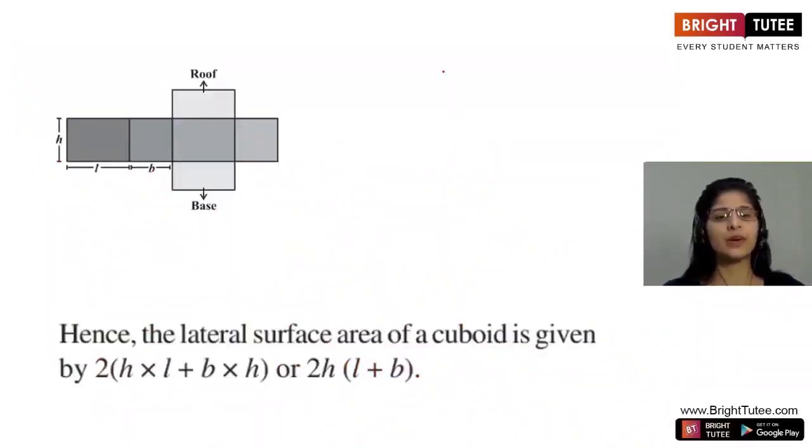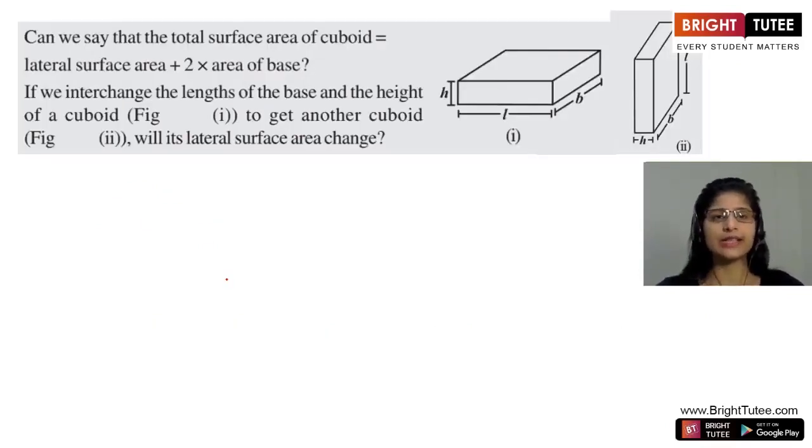Now here there is a formula shown for the lateral surface area of the cuboid, that I told you, that it is 2 into height into L plus B, that is the sum of length and breadth. So the top and bottom, this we are not going to count. Okay. Now the next one, here is one other question. They're asking you, can we say that the total surface area of the cuboid is lateral surface area plus 2 into area of base? Yes, we can definitely say it.